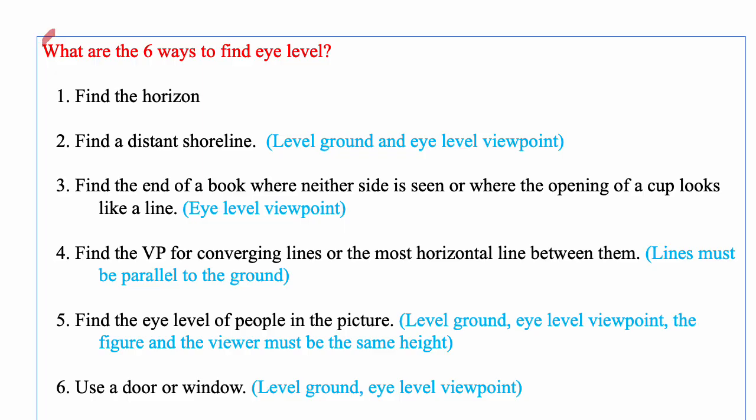This is a summary of the 6 ways to find eye level and their restrictions, that is, whether they require level ground or an eye level viewpoint.